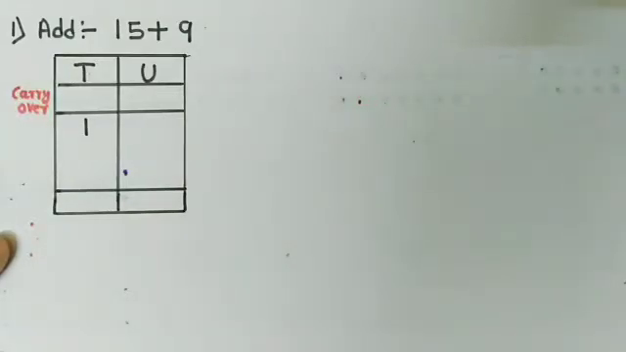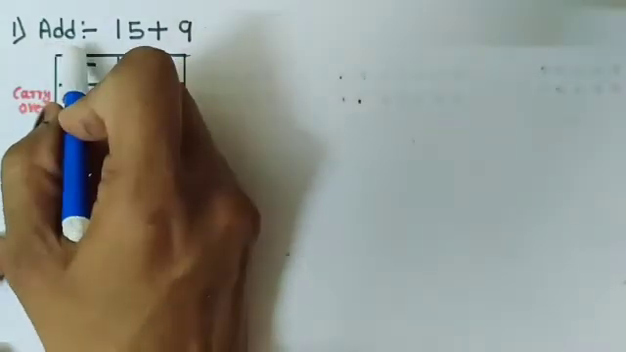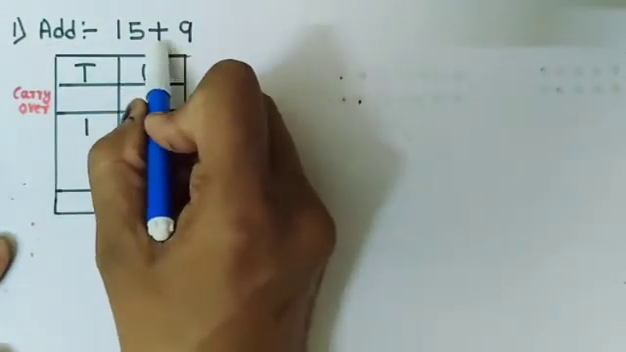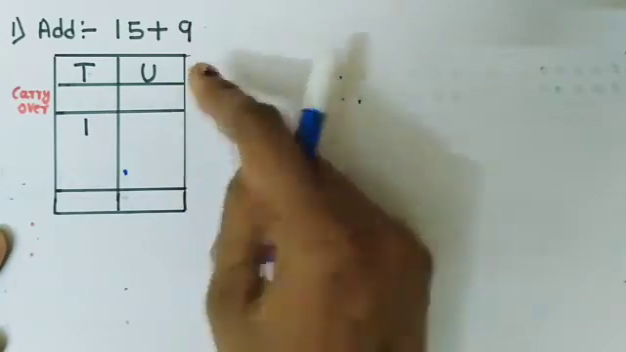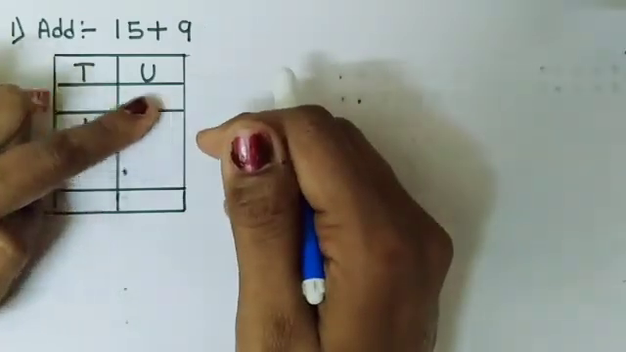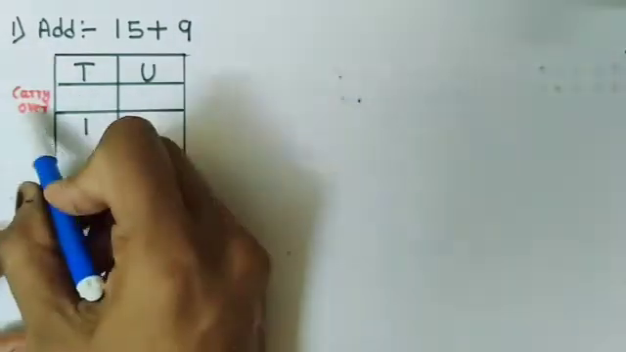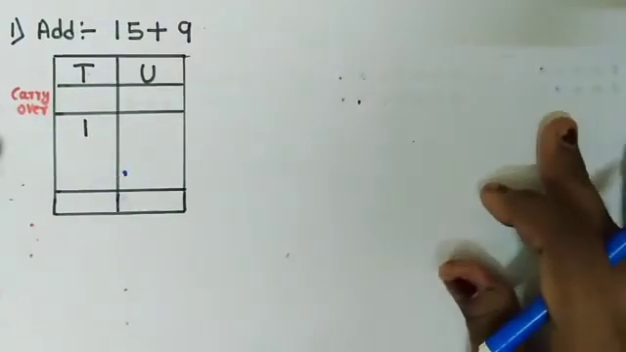Now children, let us understand the addition by carrying over with the help of this table. Here we have the question to add 15 plus 9. So for that you have to make a table of tens and unit columns. Here children, you have to understand, for the carryover you have to leave one place for the carryover, and you have to make a table like that. Now first I will fill the information in the table.